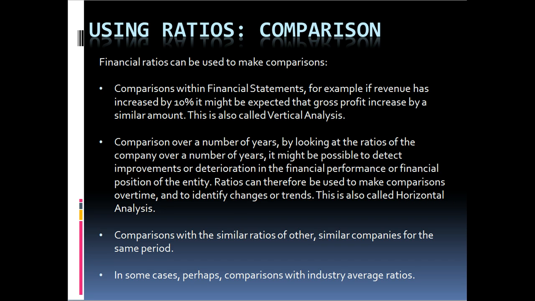Comparison over a number of years. By looking at the ratios of the company over a number of years, it might be possible to detect improvements or deterioration in the financial performance or financial position of the entity. Ratios can therefore be used to make comparisons over time and to identify changes or trends. This is also called horizontal analysis.